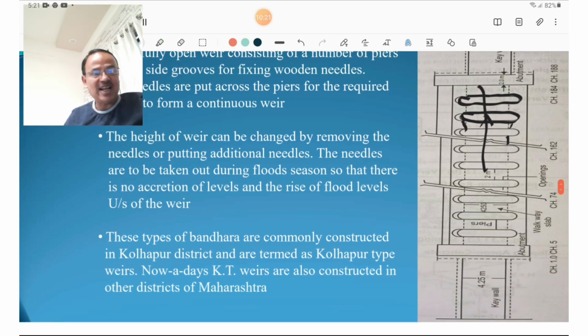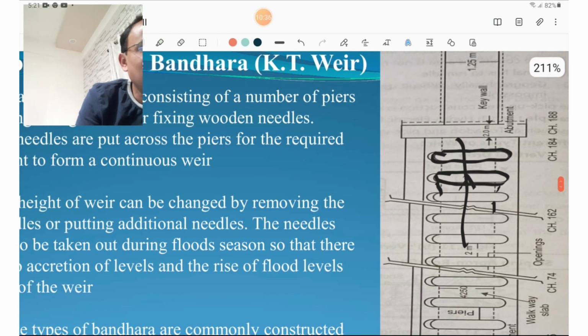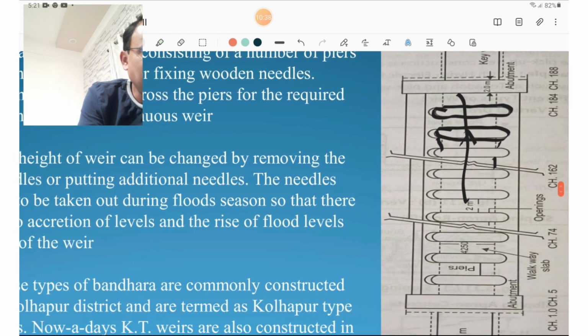These types of bandhara are commonly constructed in Kolhapur district, and therefore it is known as a KT weir or Kolhapur type weir. Nowadays KT weirs are also constructed in other districts of Maharashtra. So by looking at this figure, you must get the arrangement. The arrangement is similar to a bridge.